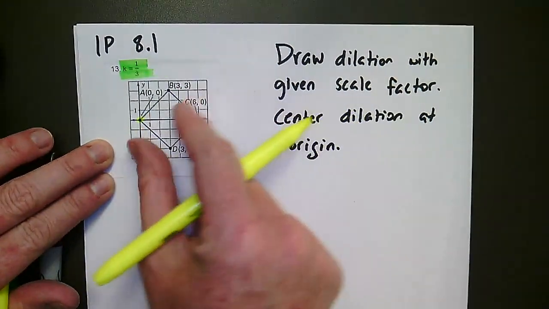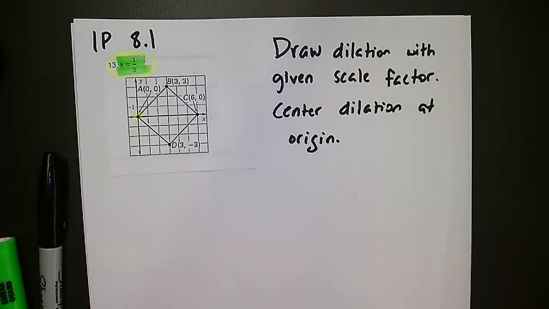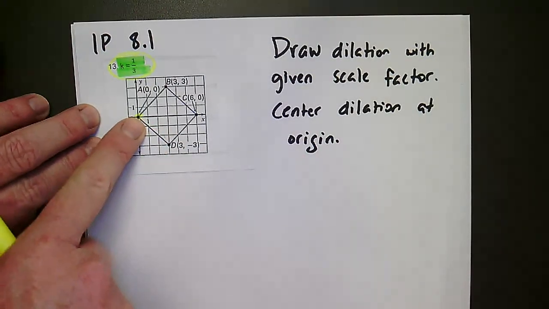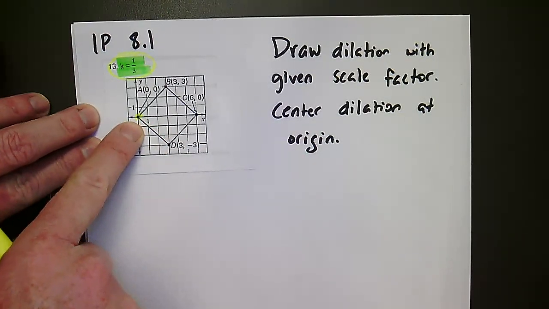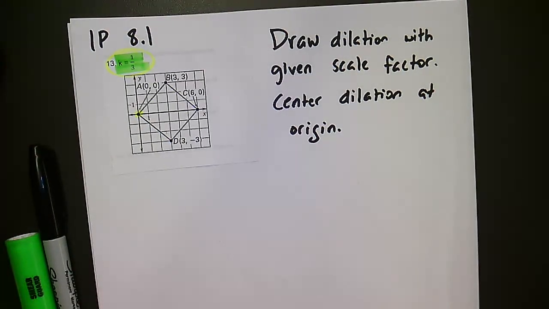This thing is going to shrink down, and I know shrink right away because my scale factor was less than 1. But it's going to shrink down as if it's being pulled into the origin, this point here, A, which is one of the vertices of this quadrilateral. I believe it's a square. All right, so how are we going to do that?